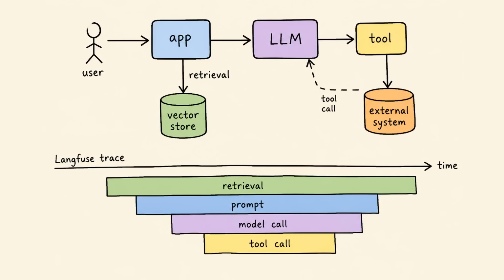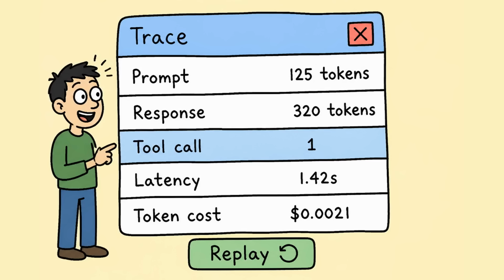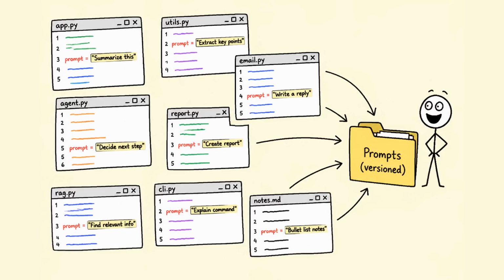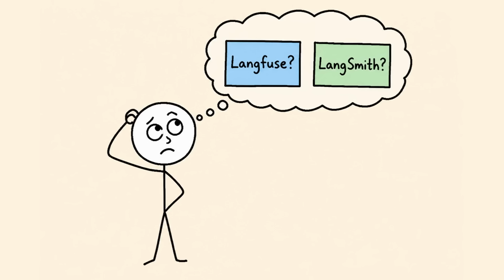Langfuse fixes that by tracing every LLM call as a structured timeline. Every prompt, every response, every tool invocation, latency, token cost, all of it captured so you can replay exactly what happened on any request. And on top of the tracing, it does evals, so you can score outputs systematically, and prompt management, so your prompts live in one versioned place instead of scattered all over your codebase. The fork here matters though. Langfuse is positioned as the open source, self-hostable answer to Langsmith, which is LangChain's commercial observability product. So which do you pick?